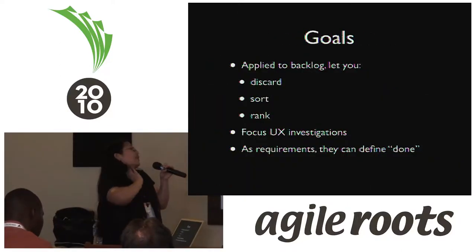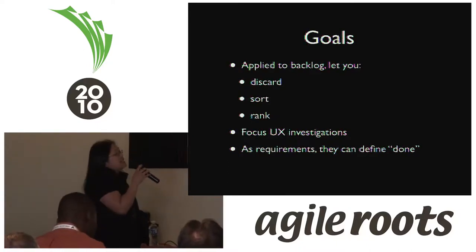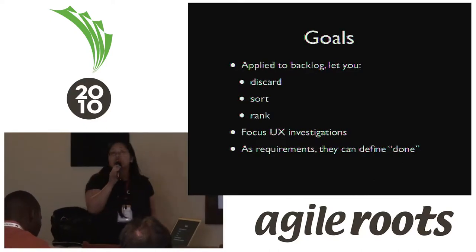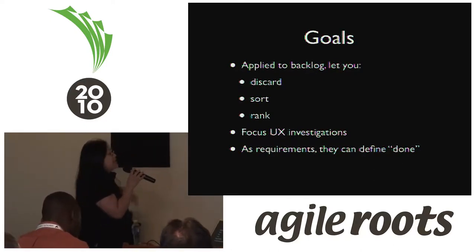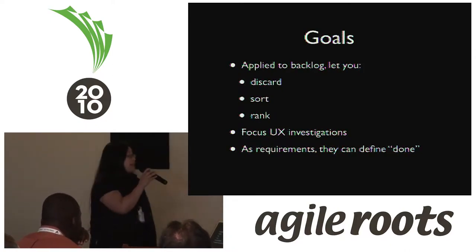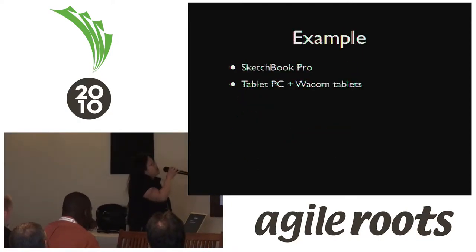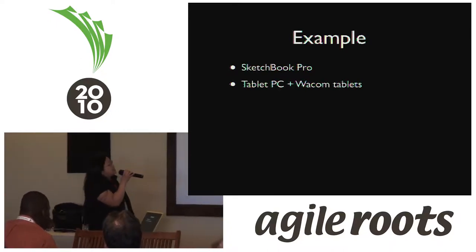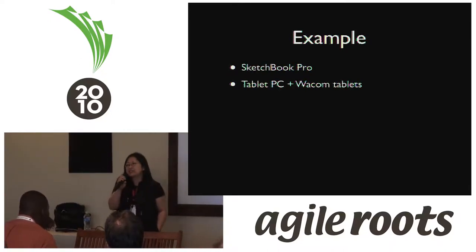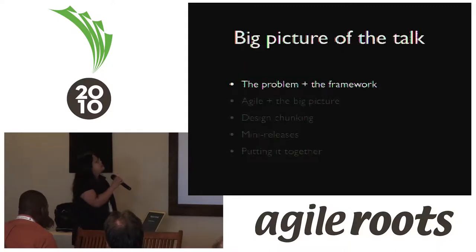So we use goals, and we use goals at all of these levels of detail. Our goals are applied to the backlog so that we can discard, sort, and rank things. They focus our user experience investigations, and as requirements, they can define done. So my example, Sketchbook Pro, is a 2D sketching application that is designed for use with the tablet PC and with Wacom tablets.